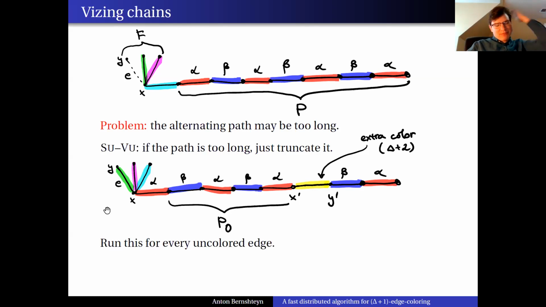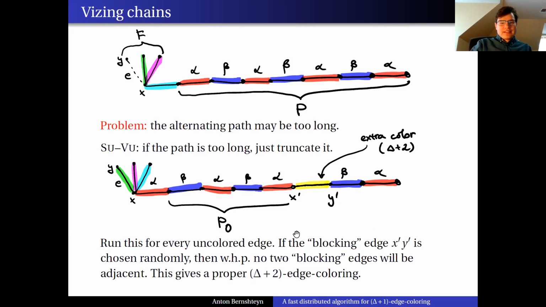So let's imagine that we are repeating this for every uncolored edge, and you can do this in parallel if you set things up correctly. What will happen at the end? When all the edges are colored, they will be colored with colors 1 through delta plus 2. And as far as colors 1 up to delta plus 1 are concerned, they will form a proper coloring. The only problem is that these extra edges with this last extra color might in principle be adjacent to each other. There is no reason why they shouldn't be.